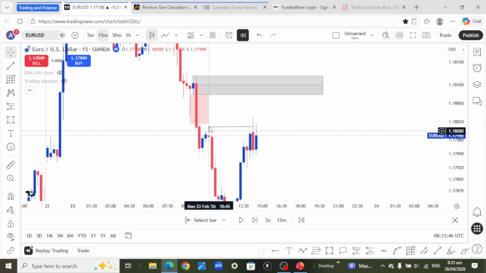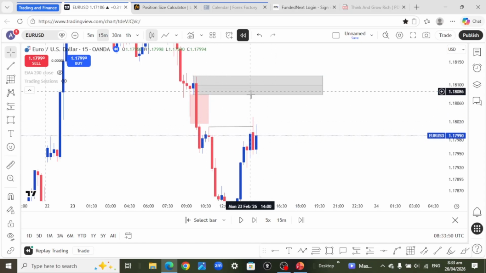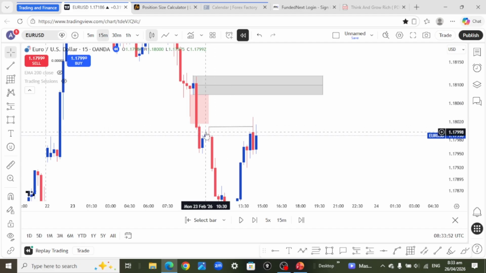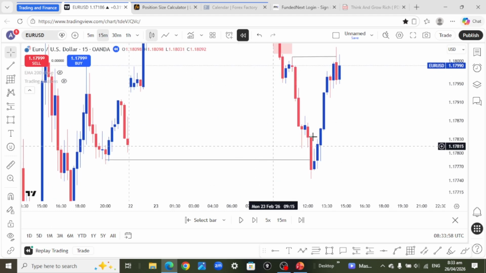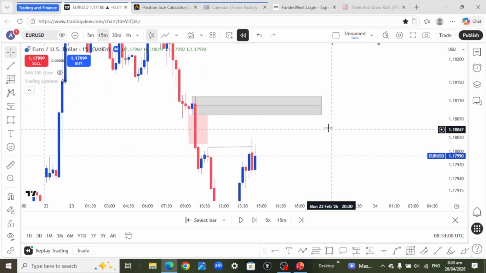So we expect the market to take out the price or their orders here and then tap into it. So this becomes our liquidity point, and this becomes our fair value gap. This is our order block, okay, and this is our break of structure. So we have all our conditions met.